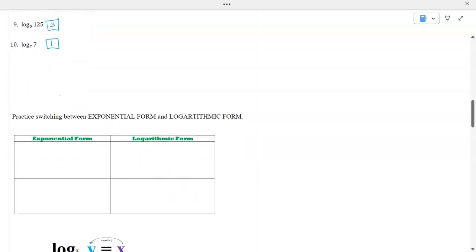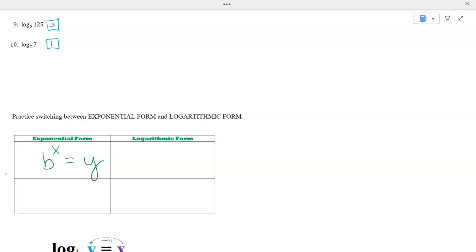Okay, so we've introduced the word log and logarithm, and I want to talk about how you can go back and forth between exponential form and log form. So exponential form, if you remember, our basic exponential function is just b to the x equals y.